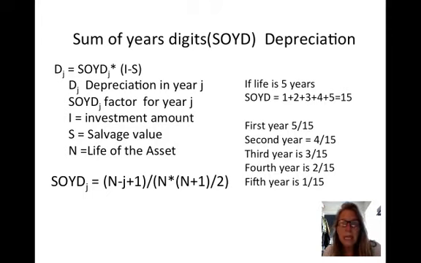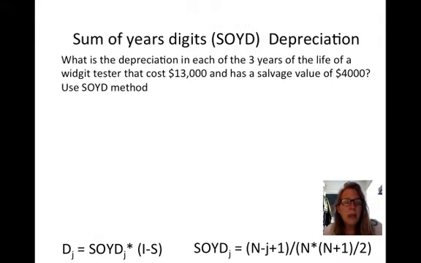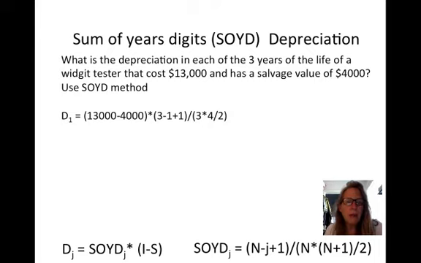So let's look at an example. These are the equations we're going to use, and it says: what is the depreciation in each of the 3 years of the life of a widget tester that costs $13,000 and has a salvage value of $4,000? Use the SOYD method. The depreciation in the first year, using that equation, is $13,000 minus $4,000 times 3 minus 1 plus 1 over 3 times 4 over 2.